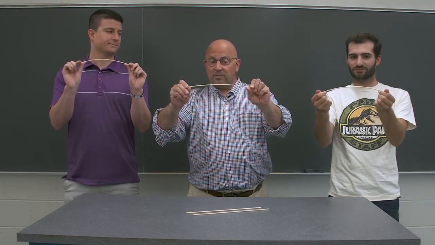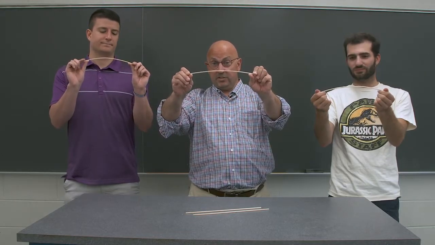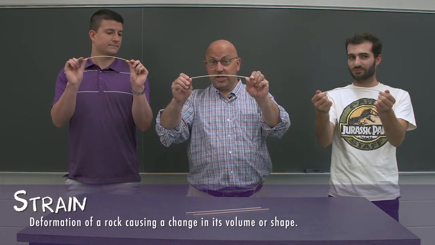And rocks change their shape just like our wooden dowel has changed its shape along both sides of a fault. When a rock changes its shape, or our wooden dowels in this case have changed their shape, we say it's strained. To strain something means to change its shape.